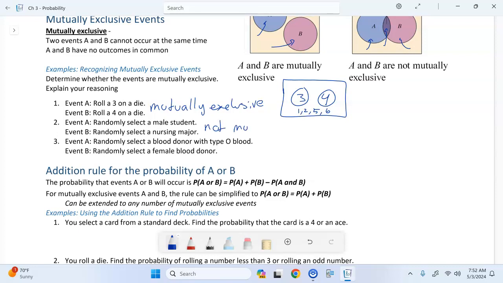Not mutually exclusive. And again, if we look at the sample space, we have the list of male students and the list of nursing students, and there will be some overlap where there are male nursing students. Randomly selecting a blood donor with type O blood and randomly selecting a female blood donor. Mutually exclusive or not mutually exclusive? Not mutually exclusive. Same thing. Not mutually exclusive because females can have type O blood.